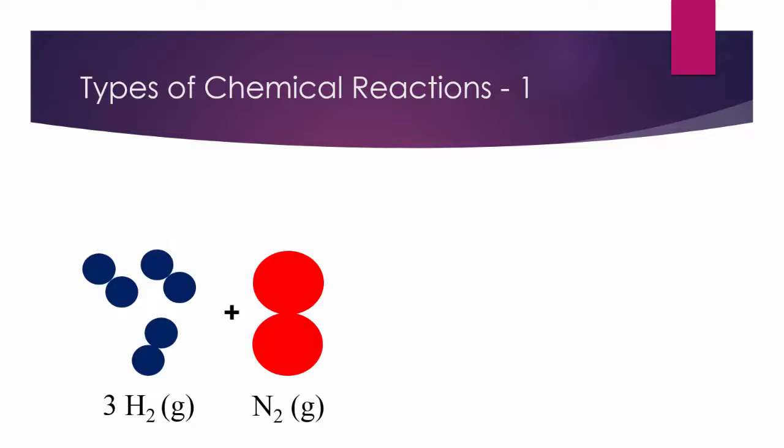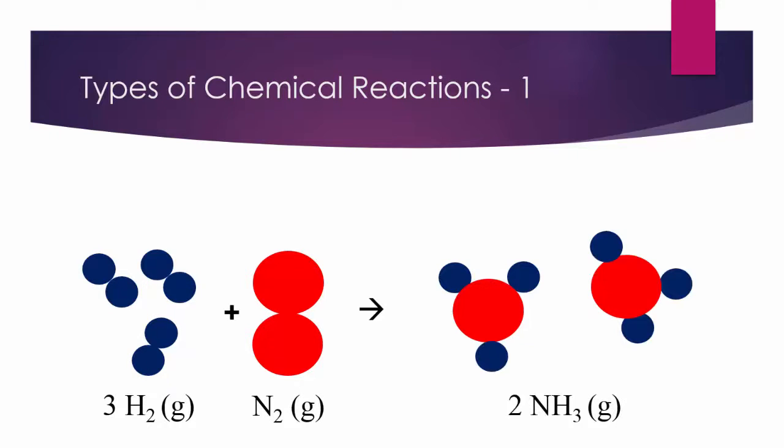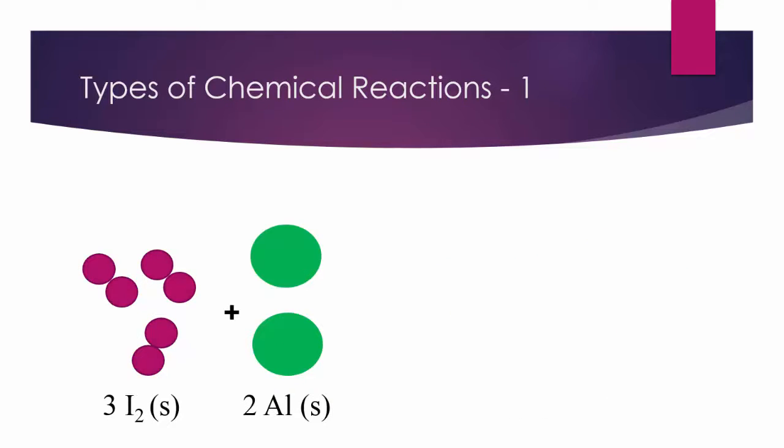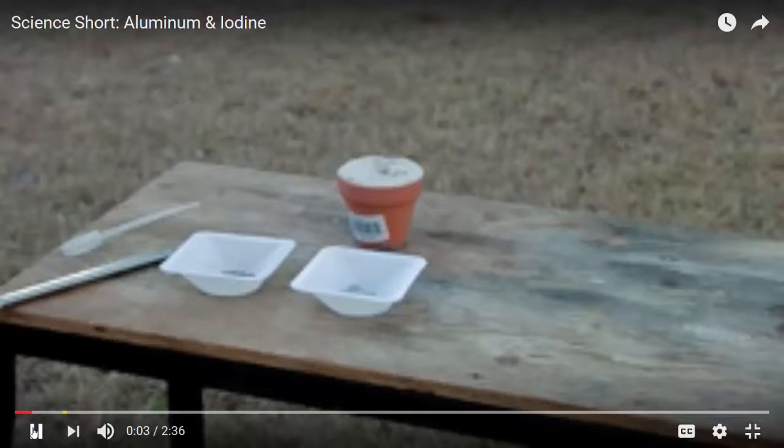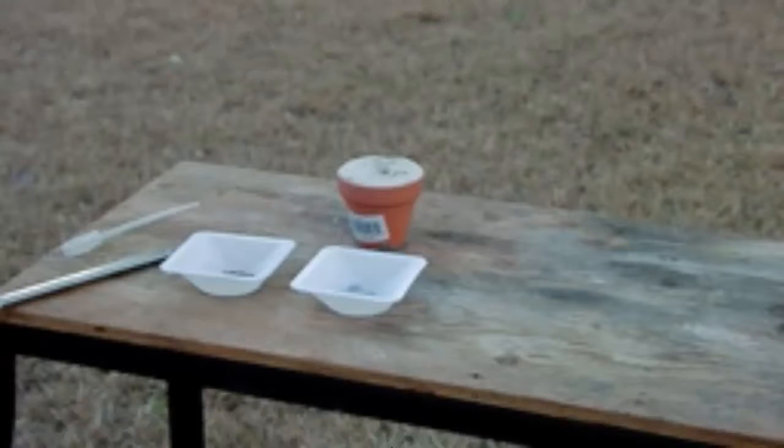For example, hydrogen gas can react with nitrogen gas to produce ammonia. Iodine, solid, can react with aluminum, solid, which produces aluminum iodide, which is also a solid. In this video, I'm going to do a quick demonstration of what happens when you combine iodine and aluminum. They react together to form aluminum triiodide.